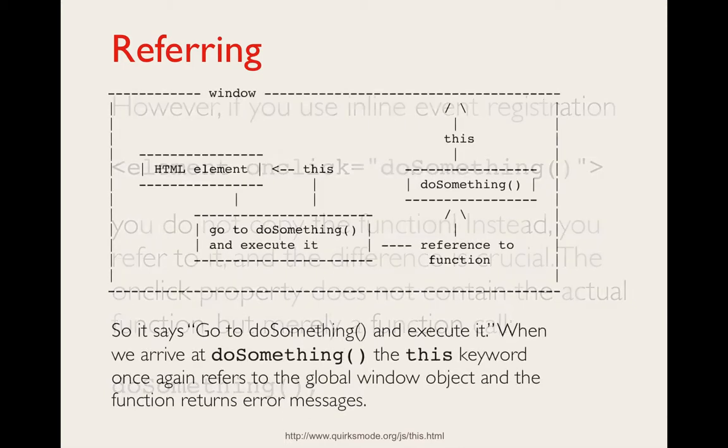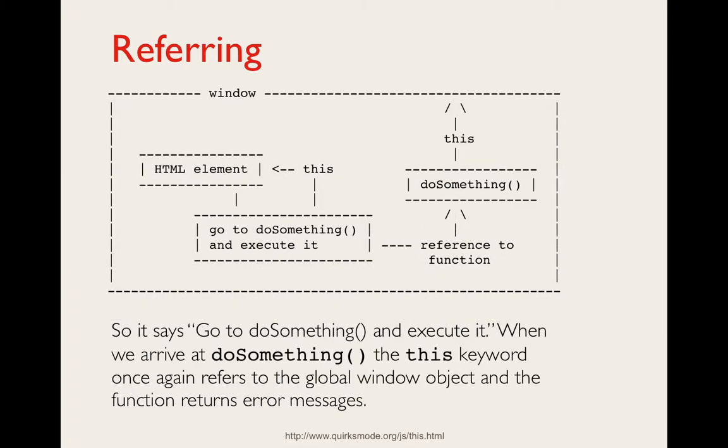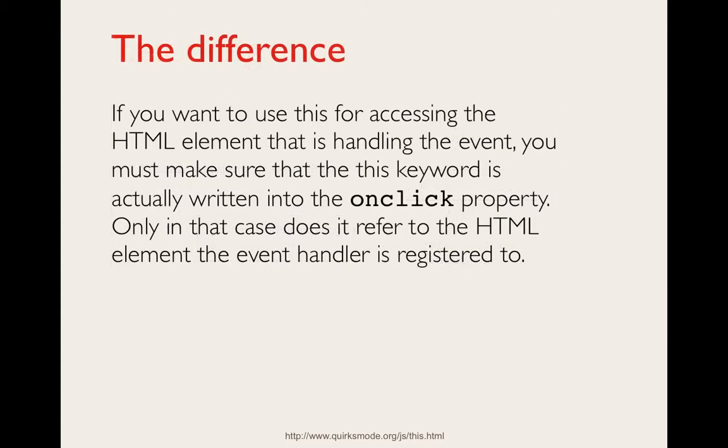So it's going to point to the window. Yikes. It says go to do something and execute it, and when we arrive at do something, the this keyword once again refers to that global window object, and the function returns an error message. If you want to use this for accessing the HTML element that is handling the event, you just have to make sure that the this keyword is actually written into the onClick property, or whatever event you're using. Only in that case does it refer to the HTML element that the event handler is registered to.